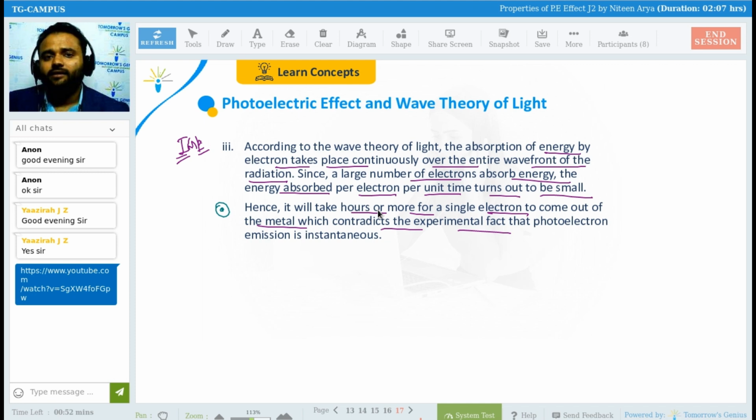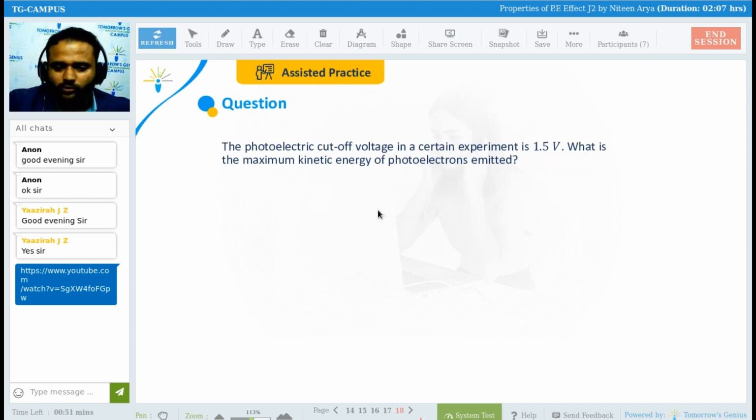Okay, beta, whether in the video, in the theory, or experimentally, we can see that the photoelectric effect is instantaneous. The moment light hits the surface, even in the microsecond or nanosecond range, we can observe the photoelectric current experimentally. So that is not going to be explained by the wave theory.